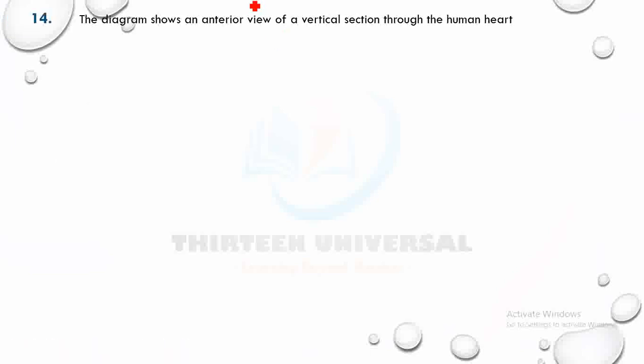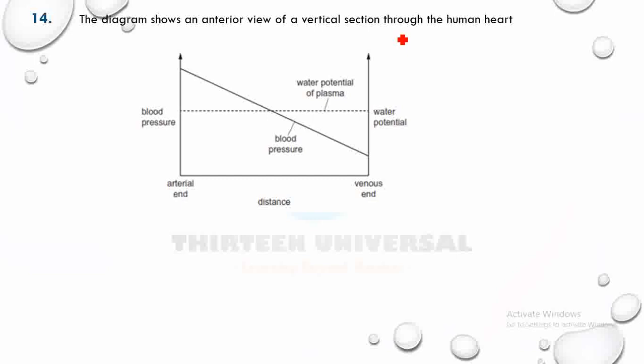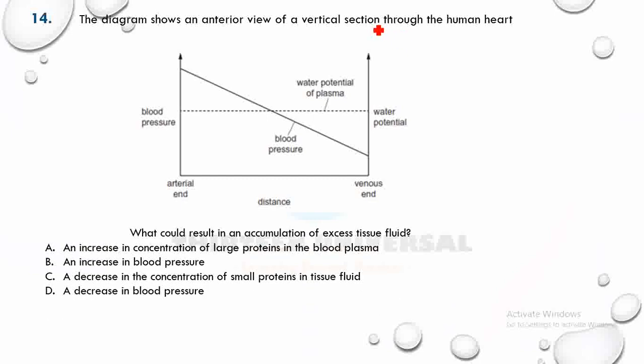The diagram shows an anterior view of a vertical section through the human heart. Yes, see that, giving us another. All right, this is not a human heart, but let's solve this question anyway. What could result in accumulation of excess tissue fluid? Excess tissue fluid, pause it, we're looking at it. What is it called?